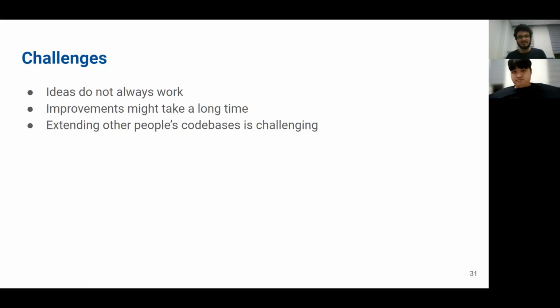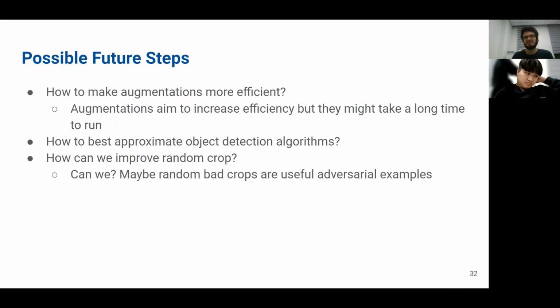We learned a lot from this project because we faced many challenges. We learned that our ideas do not always work, and improvement might take a long time, as we actually felt. And also, extending other people's code bases is quite challenging.